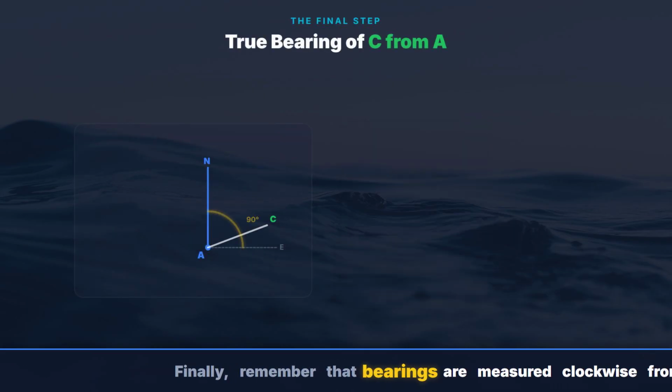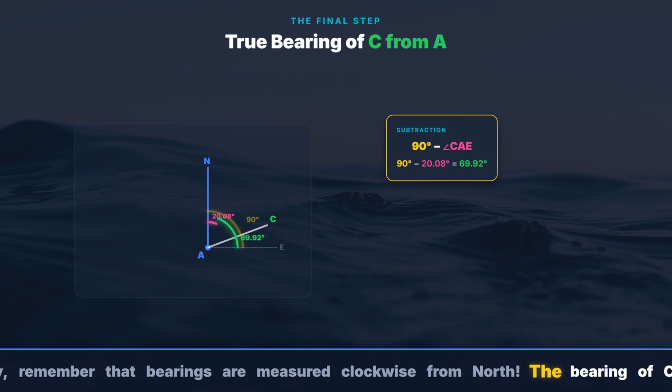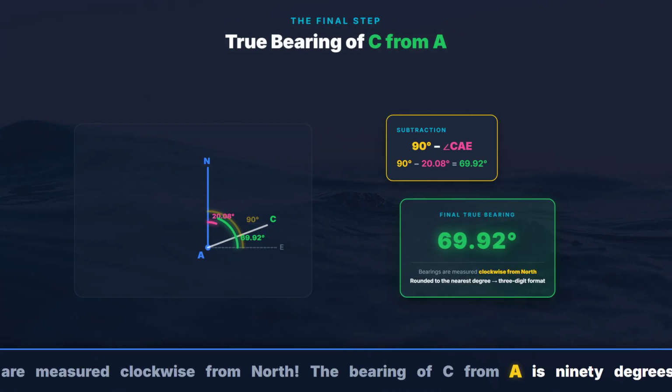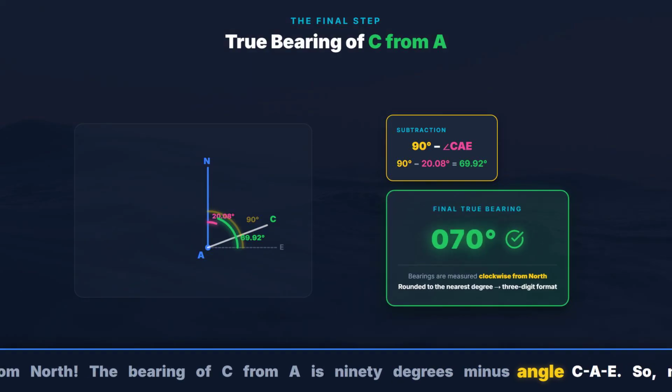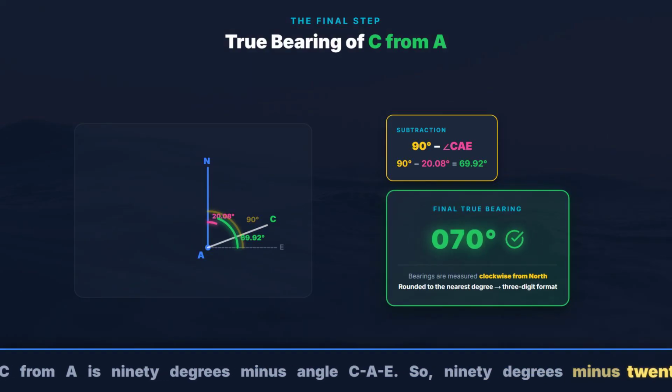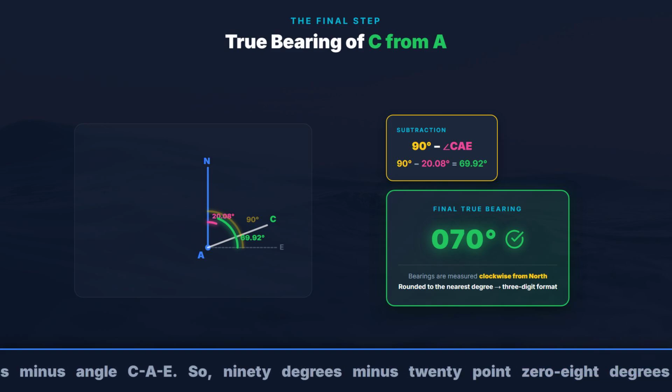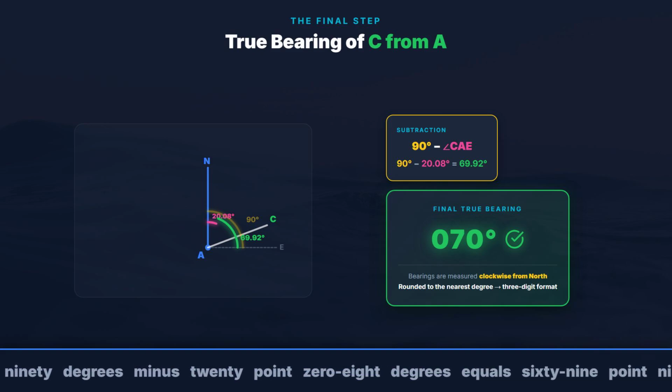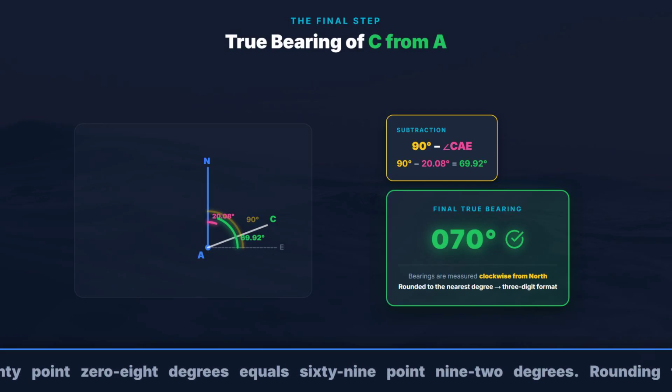Finally, remember that bearings are measured clockwise from north. The bearing of C from A is 90 degrees minus angle CAE. So, 90 degrees minus 20.08 degrees equals 69.92 degrees. Rounding to the nearest degree gives us a final true bearing of 070 degrees.